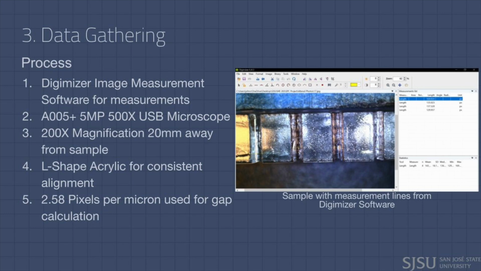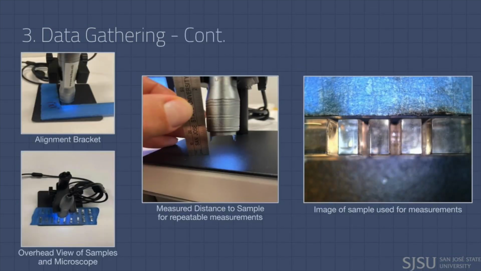This number would allow us to calculate the gap width for all of our samples. For each of our 60 samples, 4 measurements were taken per sample. Then the next sample was rotated in with no adjustments to the microscope magnification, and the positioning was done using our L-jig. So on this slide, we can see our alignment bracket in the top left. In the center, the distance measured to the sample in order to create repeatable measurements without changing the magnification.